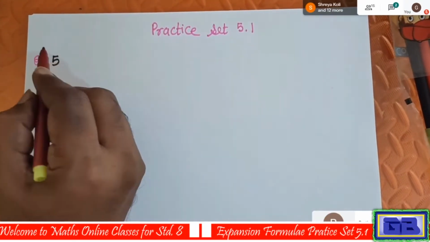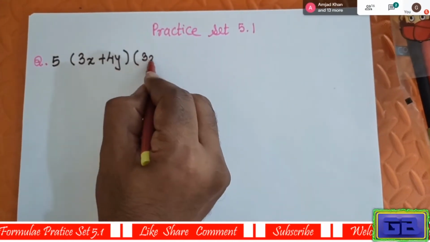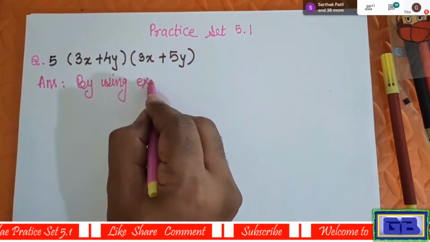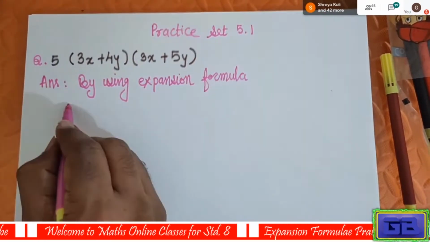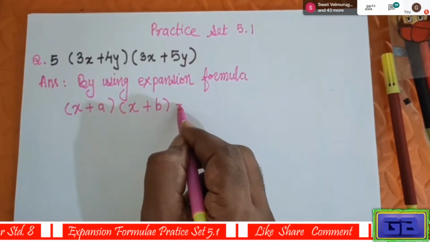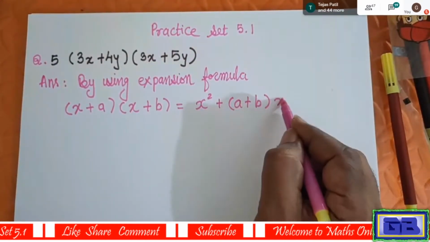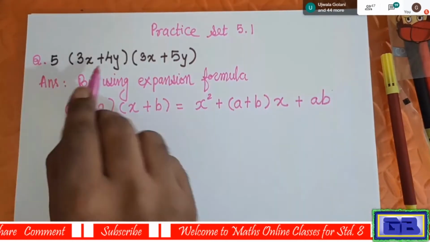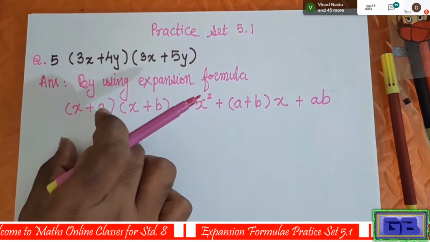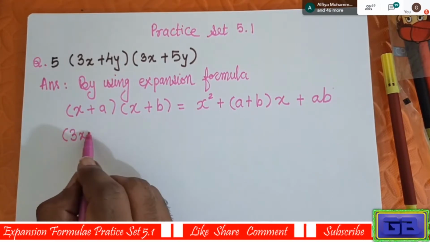Question number 5: (3x + 4y)(3x + 5y). Write down by using the expansion formula: (x + a)(x + b) = x² + (a + b)x + ab. Take this question down. Try to take the first bracket below this bracket and the second bracket below that bracket, so it will go easy.